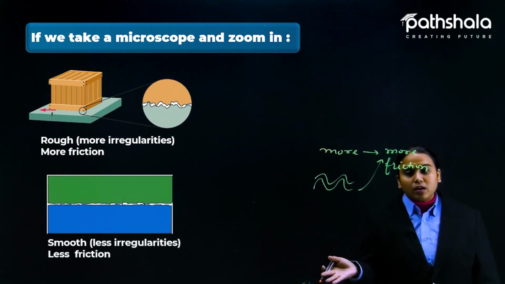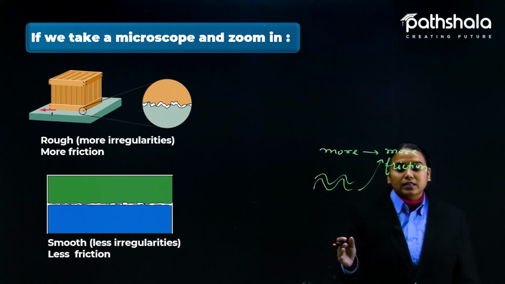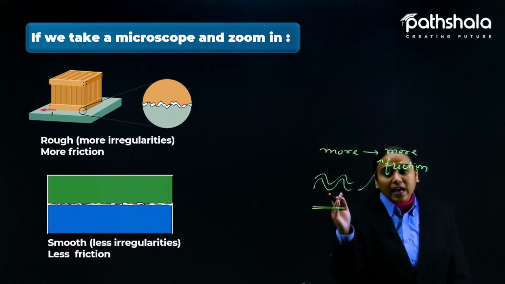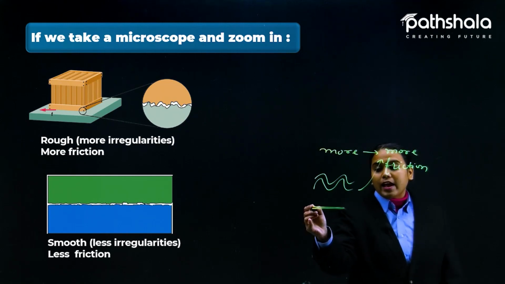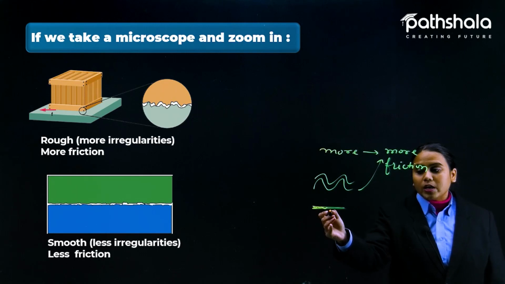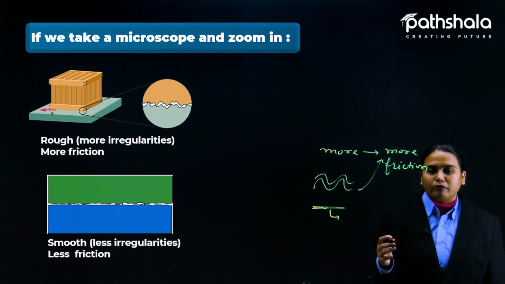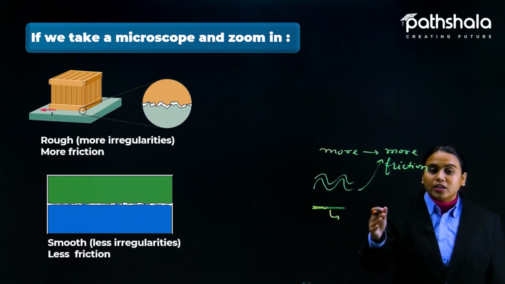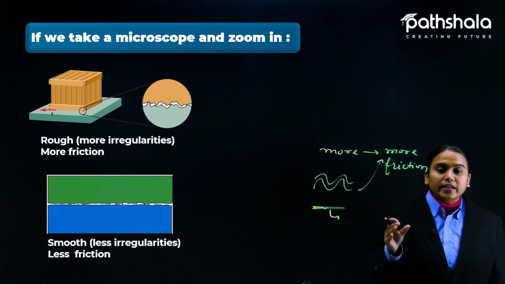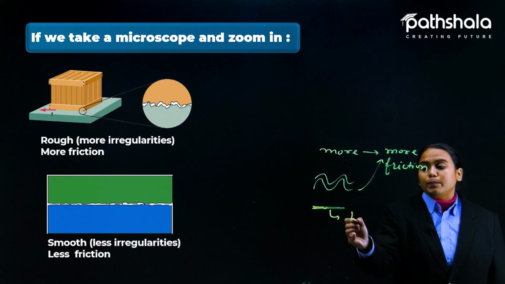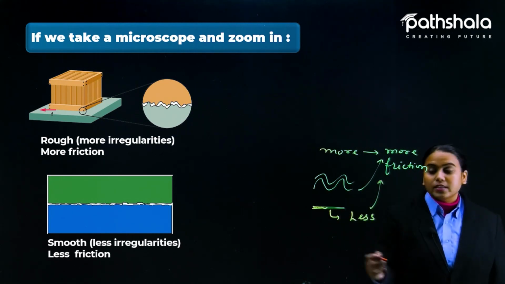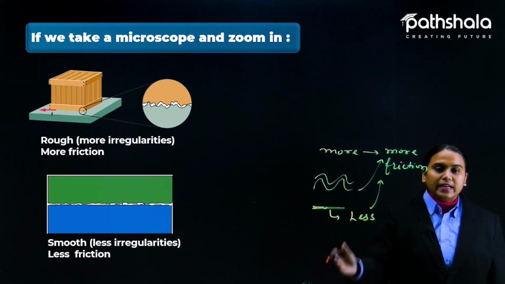So in the case of smooth surfaces like glass or water in contact, there would be fewer irregularities, but irregularities would still be there, so it could not be called a frictionless surface. It would be a frictional surface, but the amount of friction here would be less compared to this, because of the fewer irregularities, so less bond will be created here.